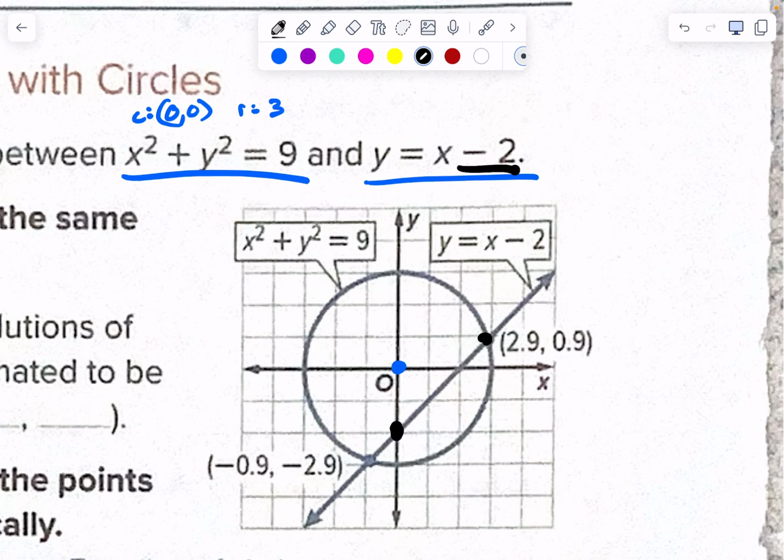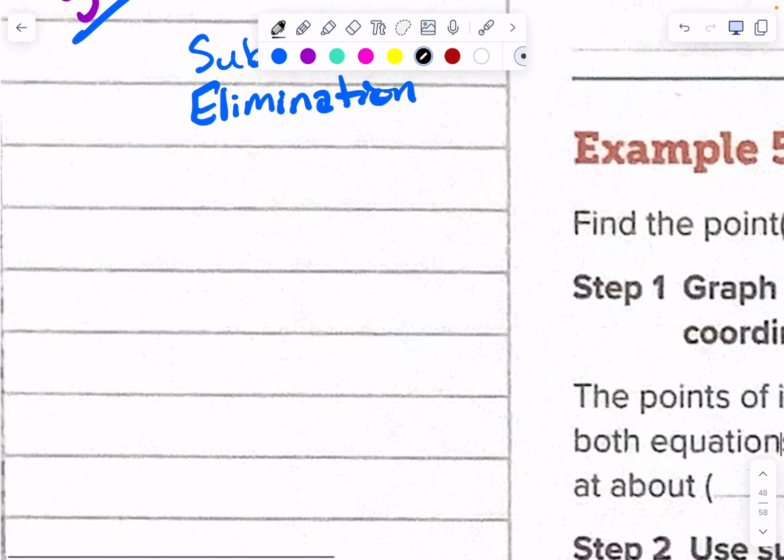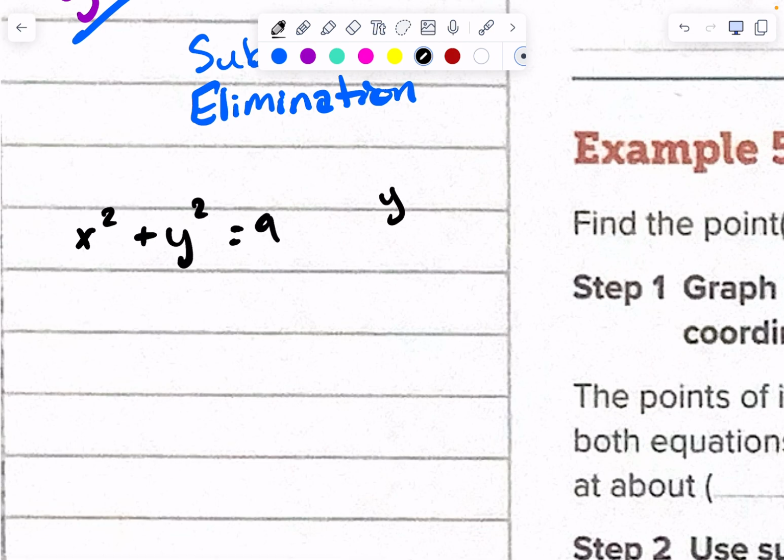Okay, so we've got these two functions, x squared plus y squared equals 9, and y equals x minus 2. I'm going to write them over here. X squared plus y squared equals 9, and y equals x minus 2. Okay, we cannot eliminate. Do you know why we cannot eliminate? Because one of them has the y and the x squared, and here the y and the x are not squared. So that's not going to work.